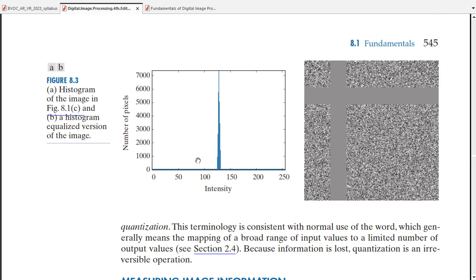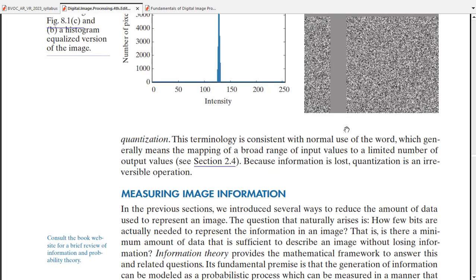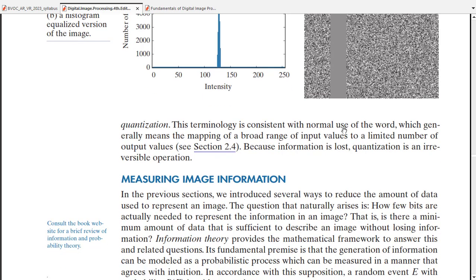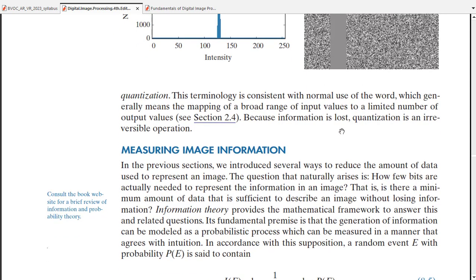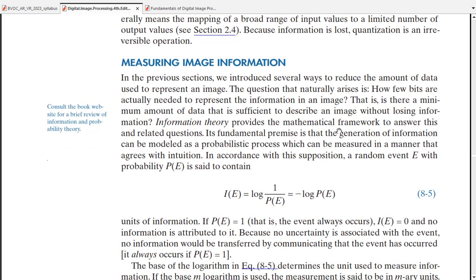See here, there is a histogram of the image and the histogram equalization version of this image. So in this quantization, what is the technique used, which generally maps a broad range of input values. So how to measure image information? Basically, the image information is represented by information theory.